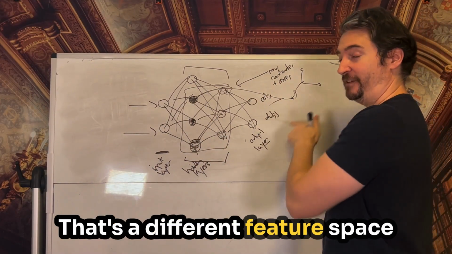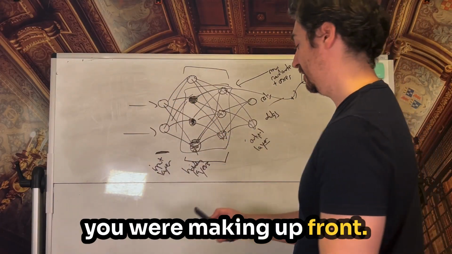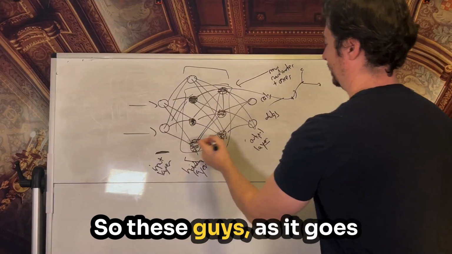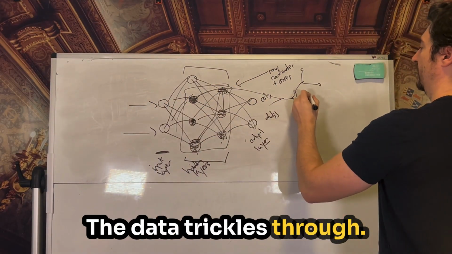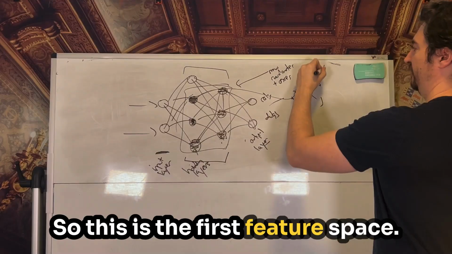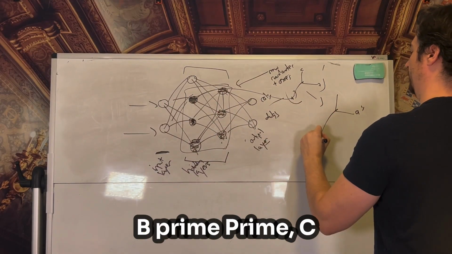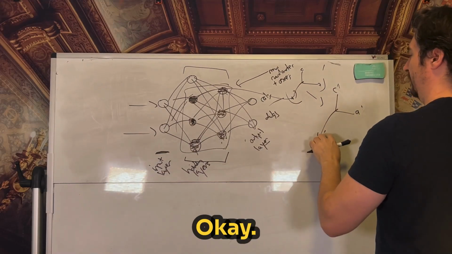Okay, that's a different feature space than when you came in with whatever assumptions you were making up front. Then these guys are going to be another three. As it goes from left to right through the network, the data trickles through. This is the first feature space. This one learns the next feature space, so kind of like A prime, B prime, C prime. Then you can keep going.